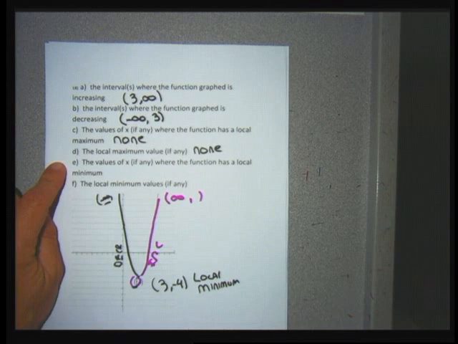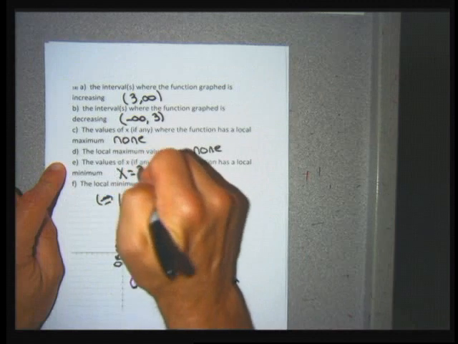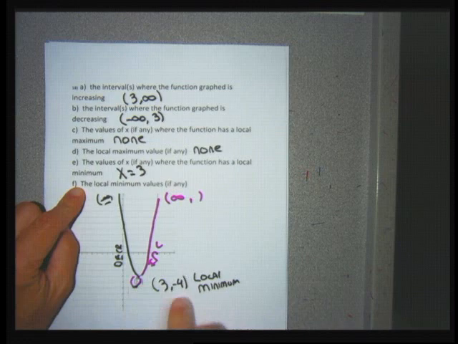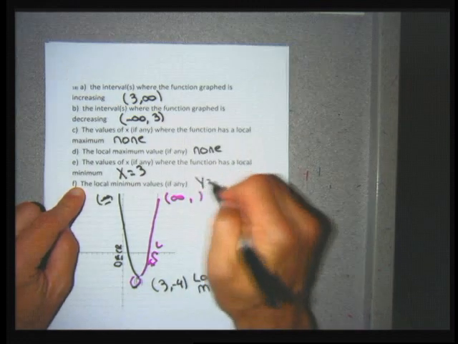Part E, find the values of x where the function has a local minimum. It's going to be x equal to 3. That's the x-coordinate of the vertex of this parabola. And the local minimum value is going to be the y-coordinate of that vertex, which is -4.